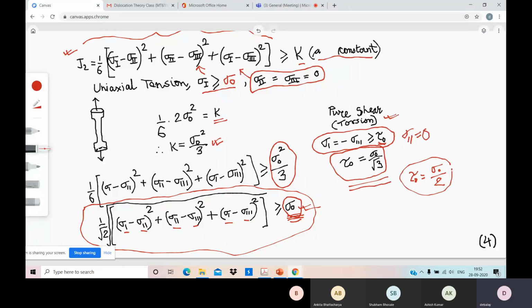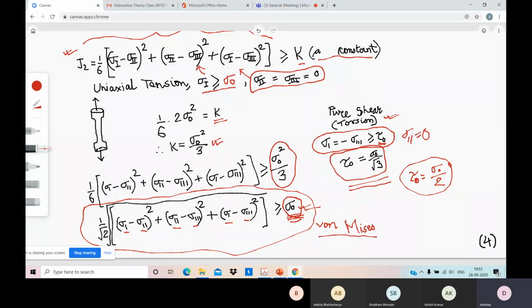Now you may ask me, teacher, if I give you a tensor of principal stress values, how can I say when yielding will occur? First of all, you have to check whether your principal stresses satisfy the yield criteria. There are two yield criteria: one is Tresca's criterion and another is the von Mises criterion. Tresca I have shown before, von Mises I am writing here. Now these are basically predictive criteria.